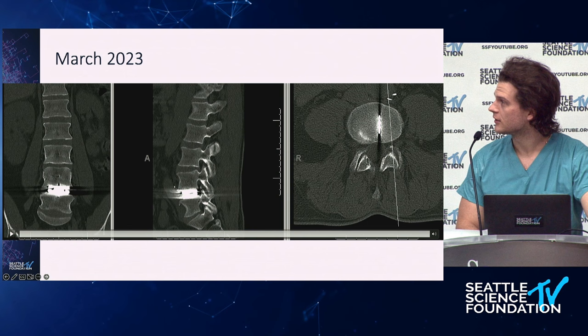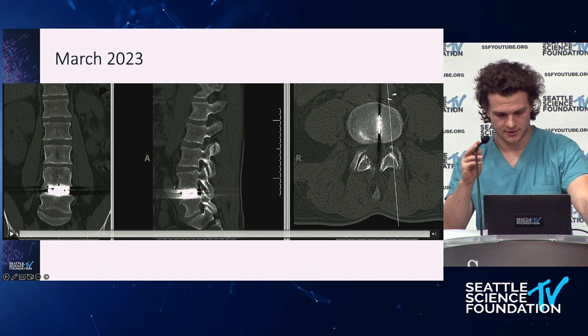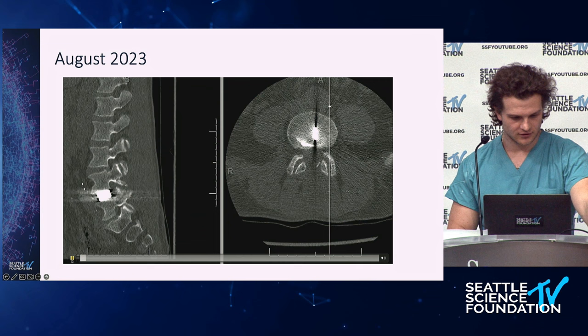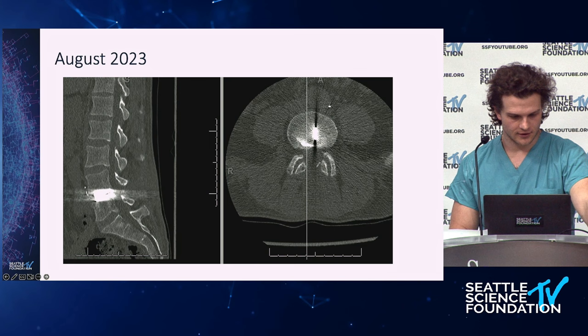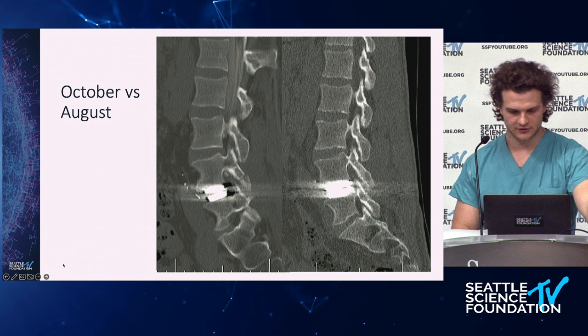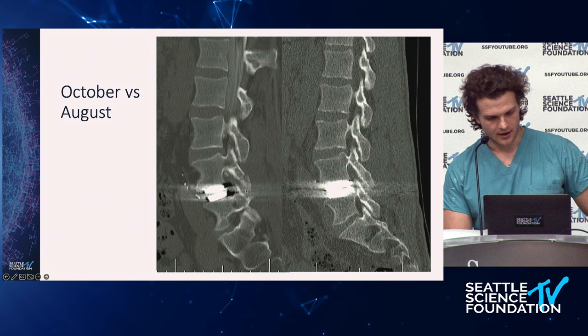So the decision was made by the initial surgeon to do a posterior decompression. And then the CT scan of August 2023, postoperatively. You may note the inferior articular process fracture on the left side. And I have a comparative view here on CT scans from October on the left versus August on the right, where you can notice the fracture here. And then notice the fracture in October.